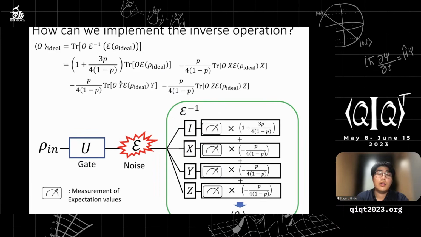When we derive this, the negative probability just becomes a coefficient like this. So after we calculate the expectation value of O, where O is the target observable, for calculating this term, we apply the power of X before the measurement. We can similarly calculate this term. After we calculate these four terms, we just sum up these results with appropriate coefficients. As a result, we can calculate the ideal expectation value of the observable.